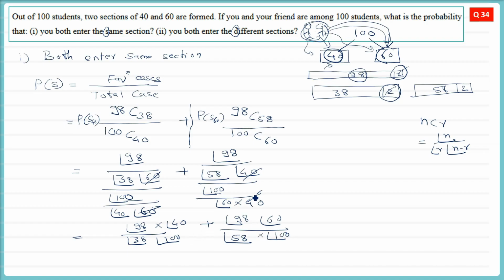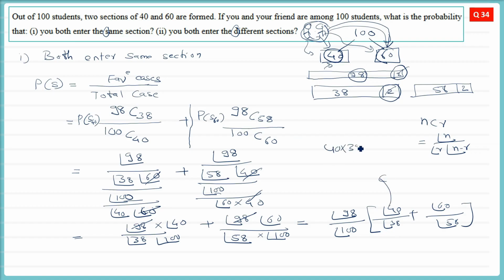Now the better way is to reduce your effort by taking factorial 98 by factorial 100 common. So let's take this factorial 98 divided by factorial 100 outside so that you don't compute it twice. Inside will be factorial 40 divided by factorial 38 plus factorial 60 divided by factorial 58. Now let's compute it separately.